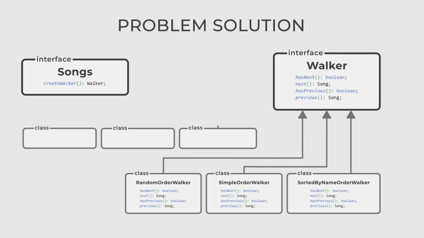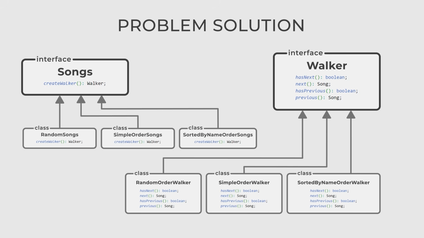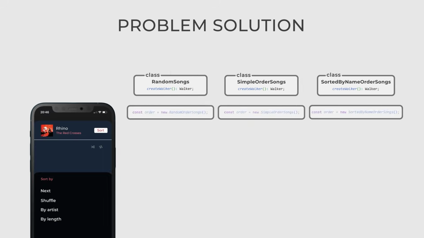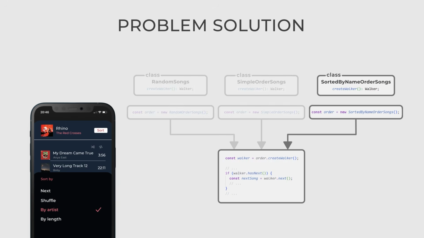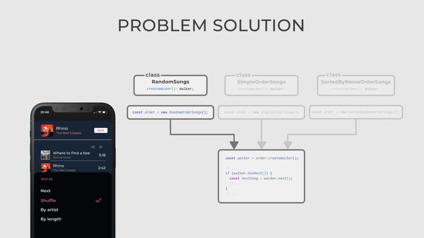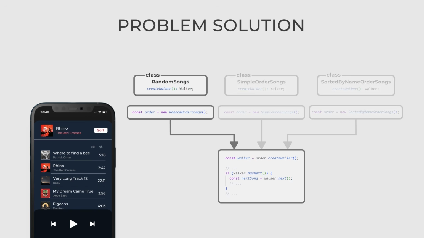Finally, we can create concrete collections of songs by implementing the songs interface and using the desired iterators: the random songs, the simple order songs, and sorted by name order songs. When the user selects their favorite order, you instantiate the appropriate collection, and this collection knows how to walk over the songs the user has. There are 4 actors in this pattern.